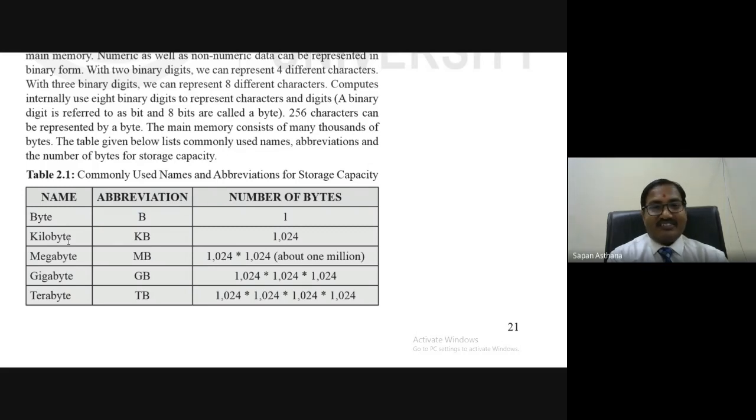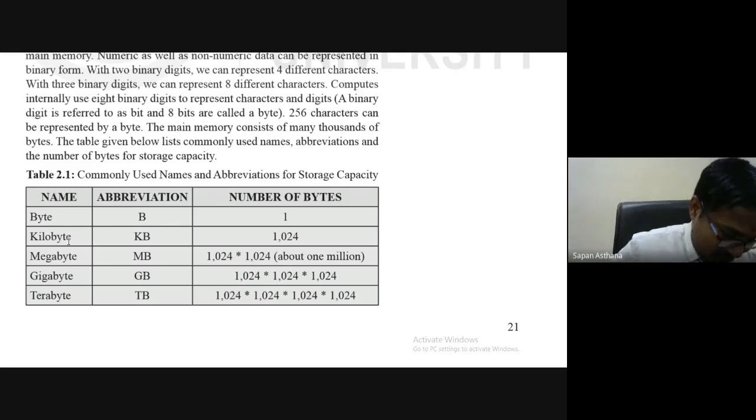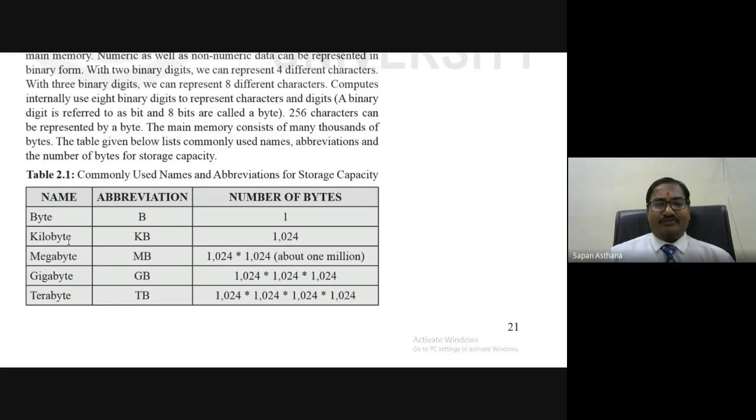Generally all of you purchase a pen drive. Suppose I ask you, when you purchase a pen drive, how much memory? In GB, sir. Correct, in GB, and generally 1 GB, 2 GB, 4 GB, 10 GB or 20 GB. This is our maximum. But when the information technology department purchases memory devices, it is in terabytes, TB. So I hope all of you understand this figure also. You remember byte, kilobyte, megabyte, gigabyte, and terabyte.